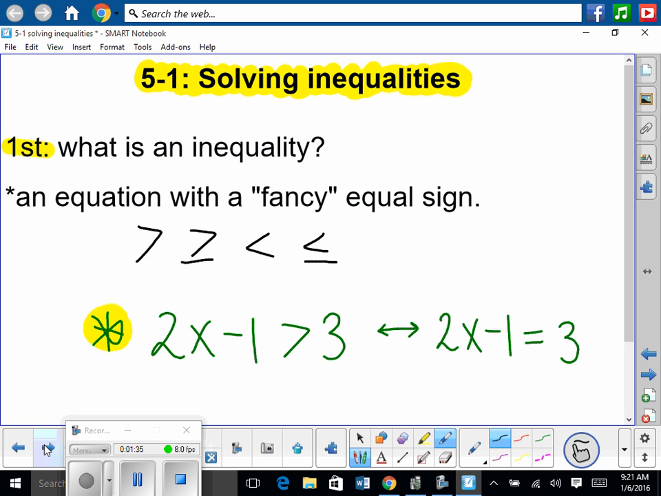So this is just an example, guys, of an inequality. 2x minus 1 is greater than 3. Now notice it doesn't look a whole lot different than 2x minus 1 is equal to 3. Does everybody see how they look almost exactly the same? Well, you're going to treat them the same pretty much. You're going to solve for x. It's just this one has an inequality, so you just got to be careful of a few things. So it's just a fancy equal sign.